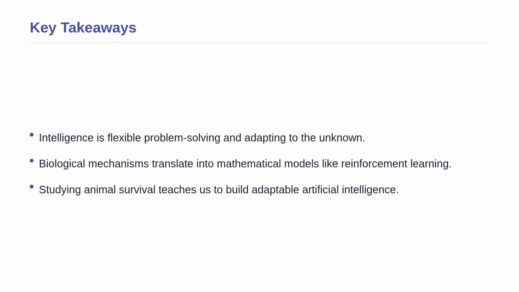We have covered a lot of ground today, so let us summarize the most important ideas. First, intelligence in animal behavior is fundamentally about flexible problem solving and adapting to the unknown, not just rigid memorization. Second, by translating these biological mechanisms into mathematical models, like the reinforcement learning formula, we successfully bridge the gap between animal cognition and computer science.